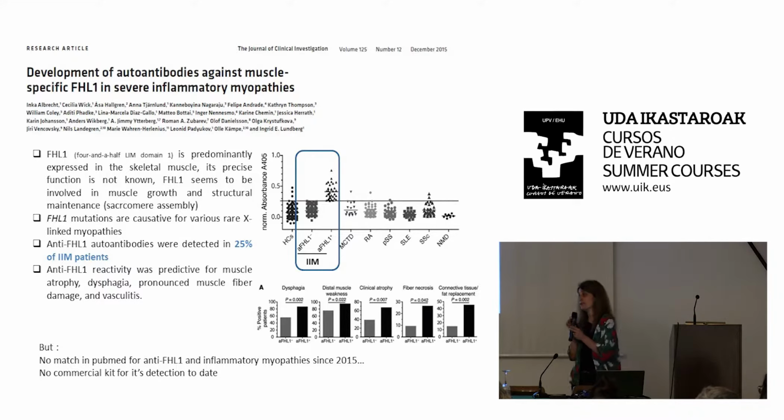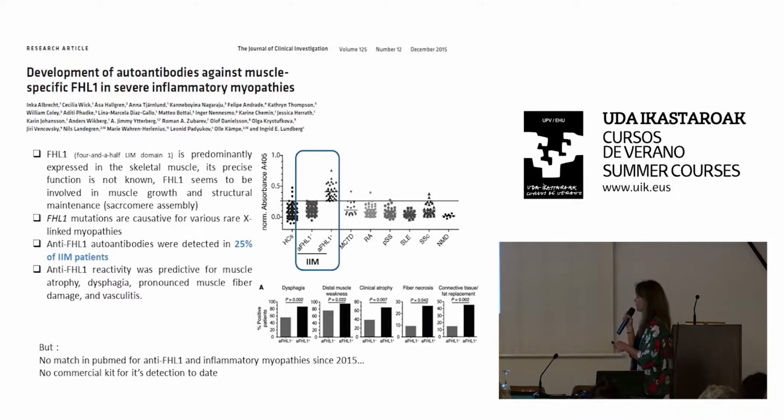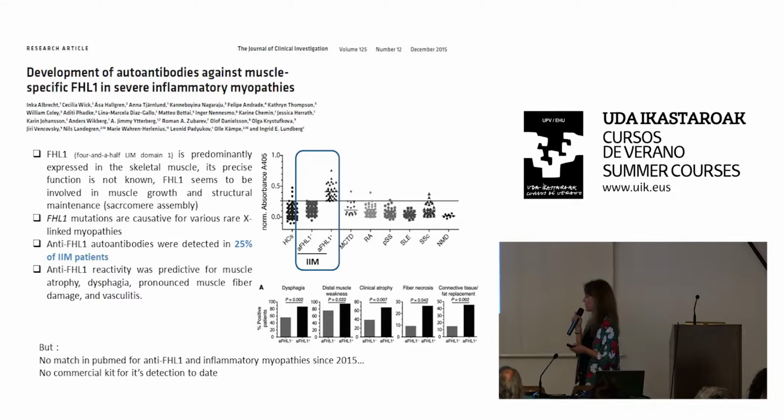It's a protein that is expressed in the muscle, on the contrary of all the other antibodies that have been described so far. And mutations in these genes were associated with rare X-linked myopathy. So the authors detected autoantibody directed against this protein in a quarter of the patients with inflammatory myositis, and the presence of the antibody was associated with muscle atrophy, dysphagia, pronounced muscle fiber damage, and also vasculitis. Maybe it's an antibody that's present in more severe forms of dermatomyositis.